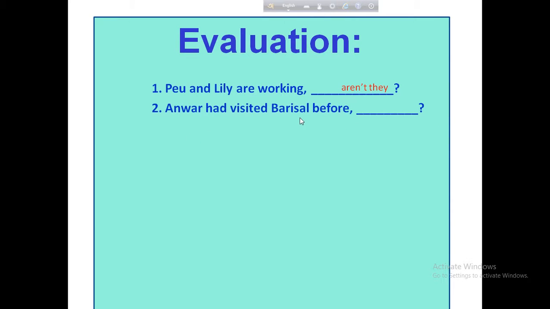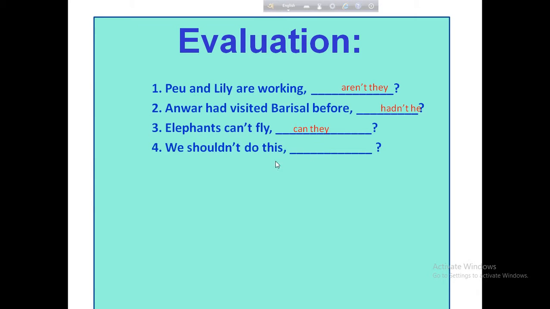Then Anwar had visited Borishal before. So the auxiliary verb is had, and the subject is Anwar, he. So hadn't he? Affirmative statement, negative tag. Then elephants can't fly. Elephants is plural. So can they? Negative, affirmative. We shouldn't do this. Should negative, affirmative. Should we?